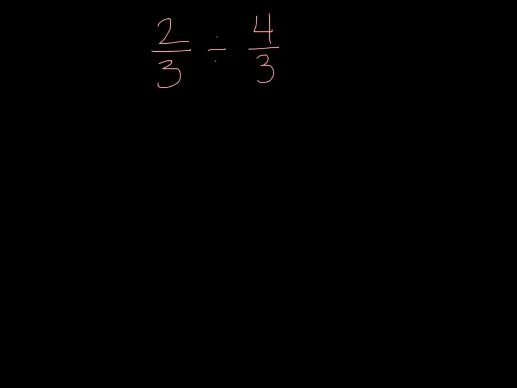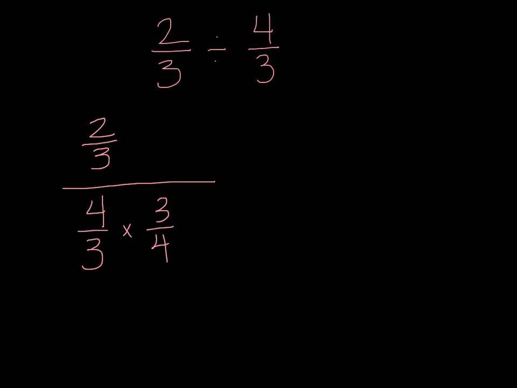Here I've written another division expression, so I'm going to go through this pretty quickly before you try your own example. I'm going to write my division expression as a fraction: 2/3 divided by 4/3. What I'm going to do now is multiply each side by the reciprocal of the denominator. So I'm going to multiply the denominator by 3/4, which is 4/3's reciprocal. And since I did that to the denominator, I must now do it to the numerator.